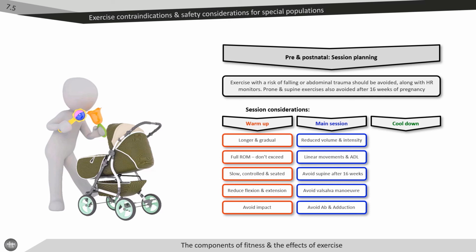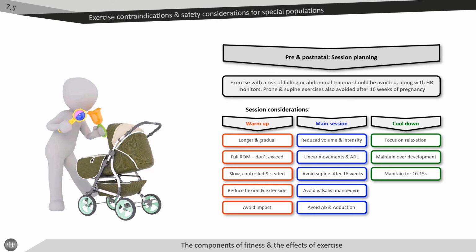When planning a cool down, focus on relaxation and breathing techniques. Returning the body back to a pre-exercise state is recommended. Stretching for specific muscles which have been used during the workout, encouraging to hold to mild tension only, should be promoted, with a preference of maintenance over developmental flexibility, holding the stretch for 10 to 15 seconds.